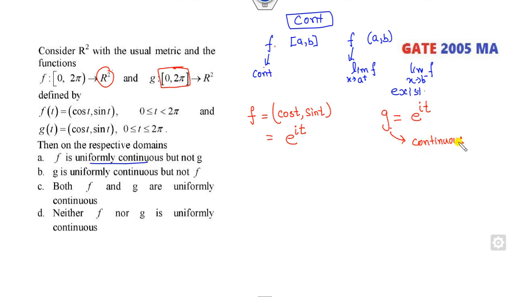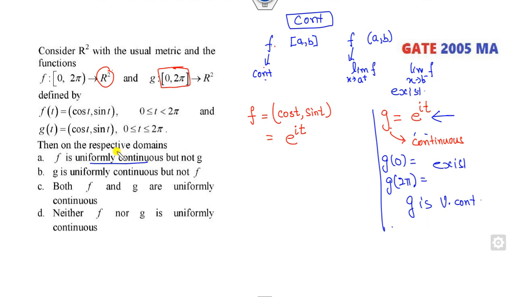So clearly it's a continuous function, because the value of g at this and at this both exist, and the exponential function is a continuous function. So it means g is uniformly continuous. The only rule is that on a closed interval the function should be continuous, and g is continuous. So this is uniformly continuous.